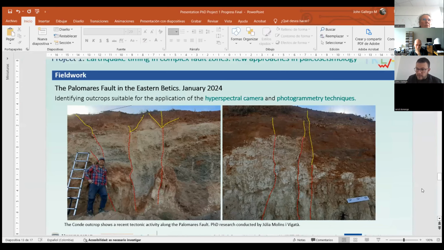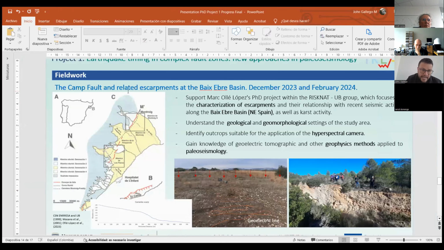So I also went to the Camp Fault, this totally different area just close to Barcelona toward the south. We have an extensional area, mainly normal faulting, and we have there some escarpments. And I also was supporting Mark Collet, PhD.